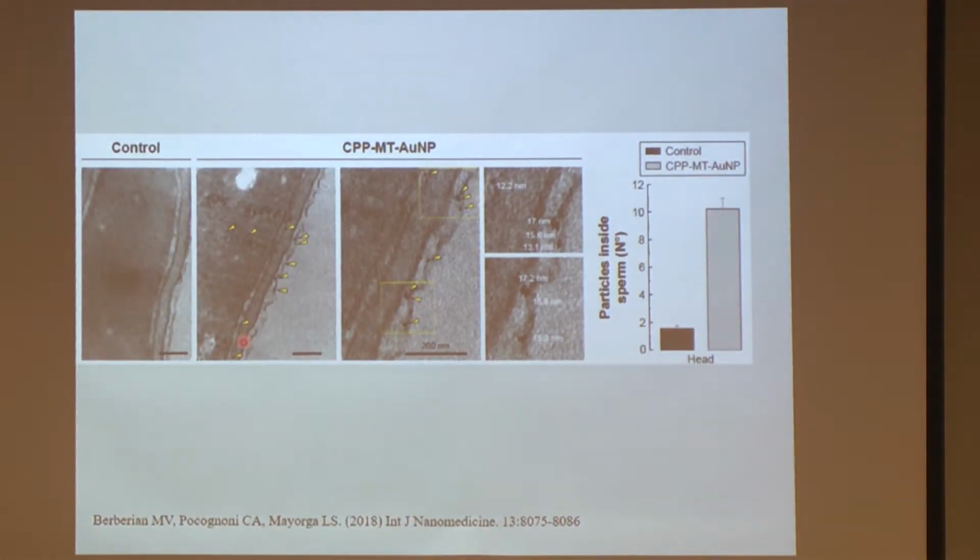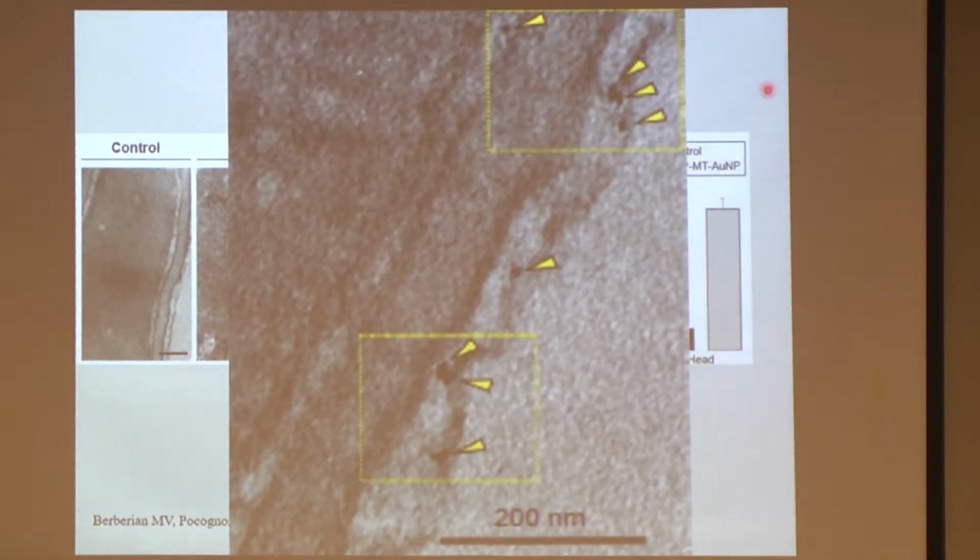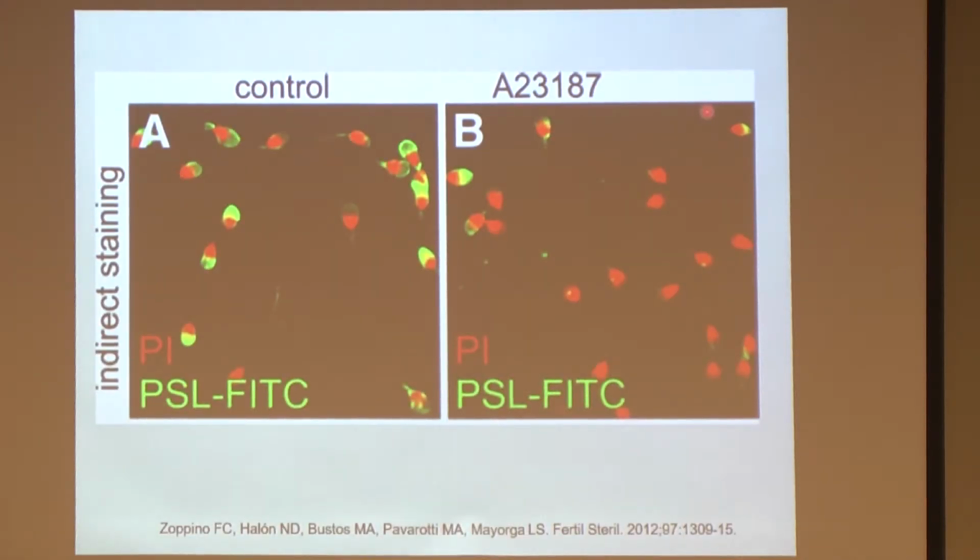When we incubated sperm with this last probe, what we observed is a lot of gold particles inside the sperm. At higher magnification, you see the black spots are the gold particles, and they are crossing the plasma membrane.